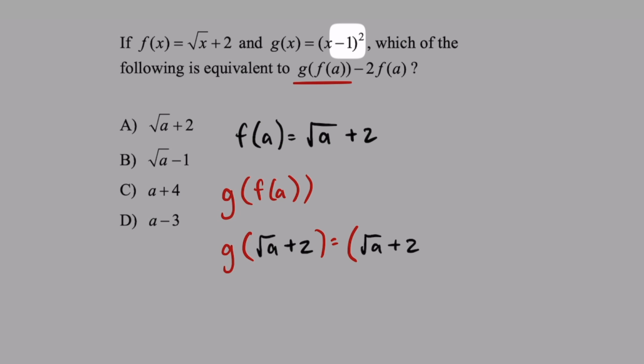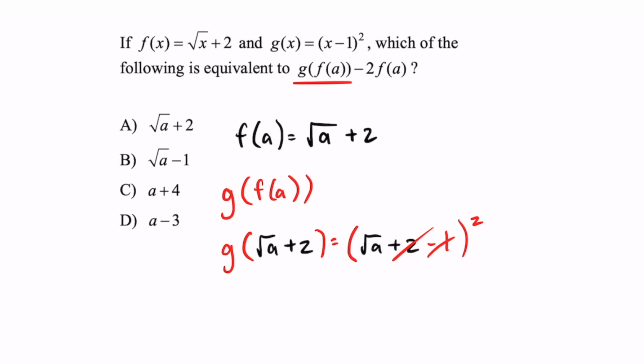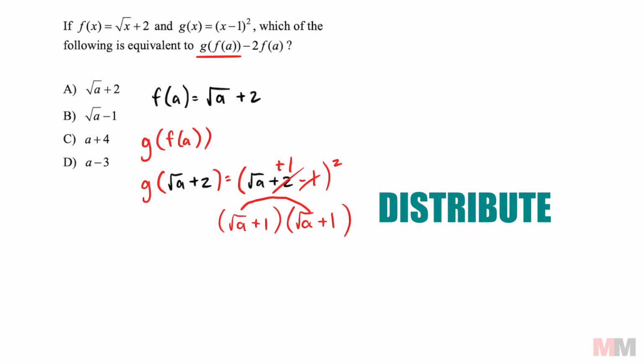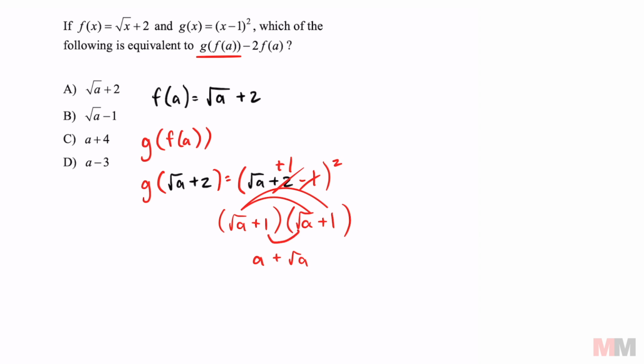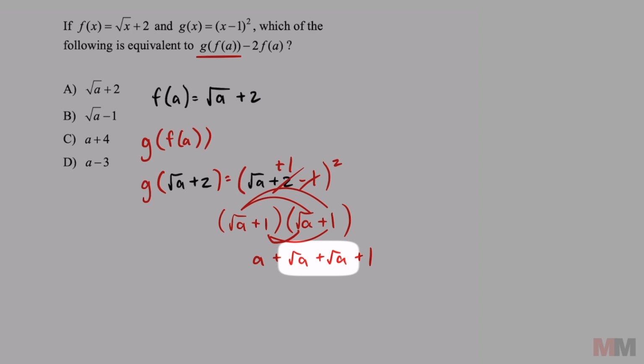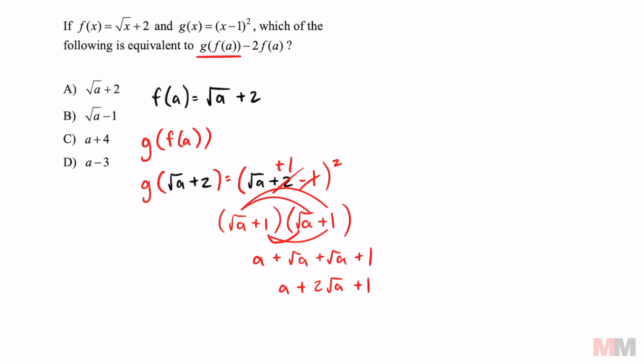And then just follow the rest of the function that says minus 1 squared. You might as well simplify this. 2 minus 1 is a positive 1. And to simplify it further, we're going to end up squaring square root of a plus 1, which is the same thing as writing that expression twice. You're going to multiply that to itself. Simplify that, square root of a times square root of a is just a positive a. Root a times 1 is another root a, and 1 times 1 is 1. These two you can combine like terms and you get a plus 2 root a plus 1. And that is what g of f of a will equal.